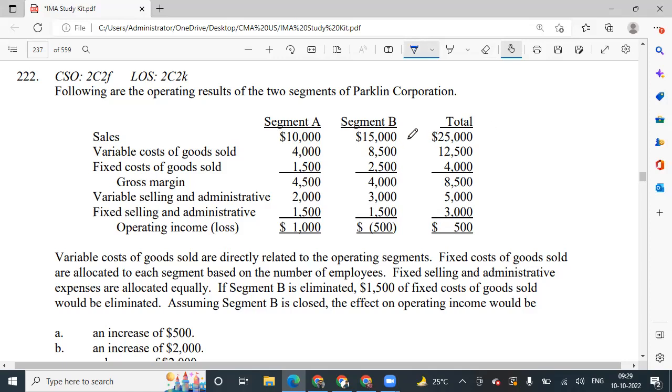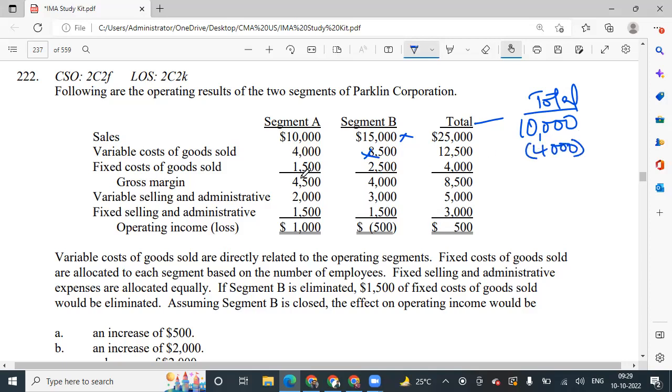If you see here, our sales will be 10,000 because this is going to go off. This is the total. Then our variable cost will be 4,000 only. This is also going to go off. Variable cost 4,000. Then fixed cost of goods sold is 1,500, sorry, 1,500 is going to be eliminated, so 1,000 is still going to be there. So I'll take it as 2,500 as the fixed cost.